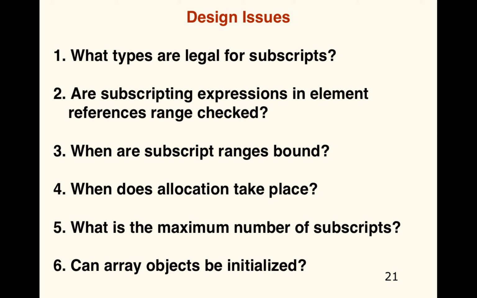So, are the subscripting expressions and element references range checked? Number 2 is kind of an interesting thing. In Python, they are range checked. So if I say I have 5 ints and I ask for number 6, Python's going to come back and say there is no 6th element. There's only 5. It's not going to tell you that, but the compiler is going to figure out that there's no 6th element.